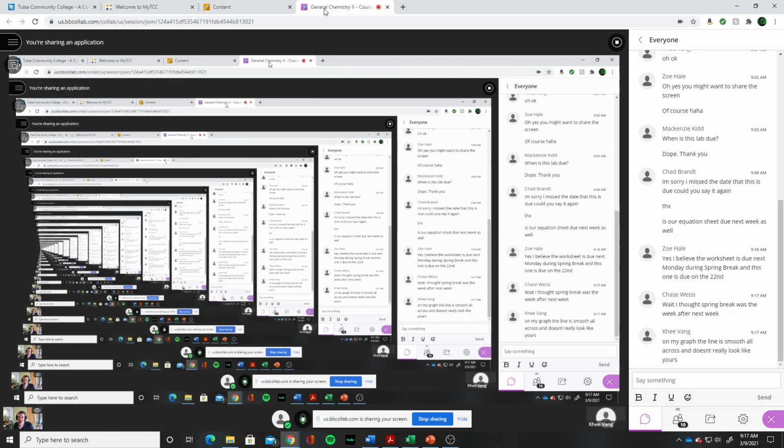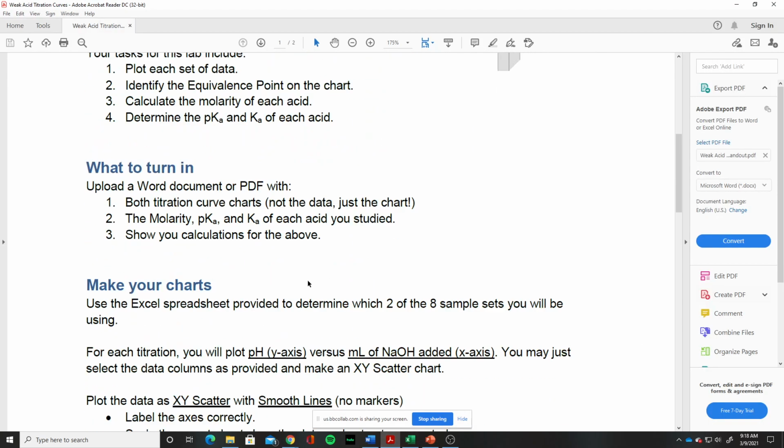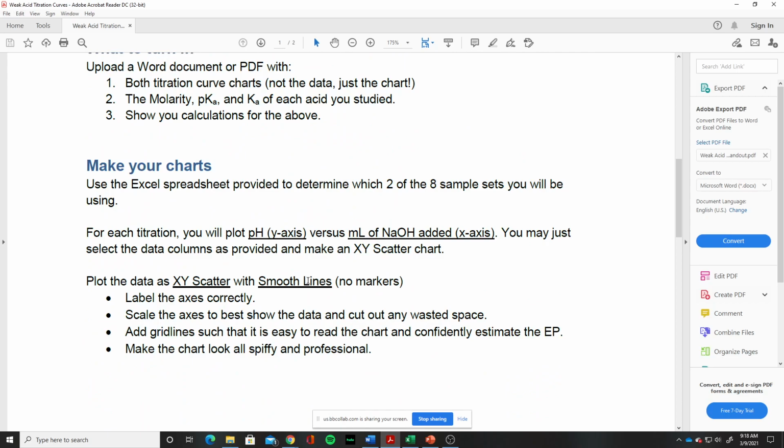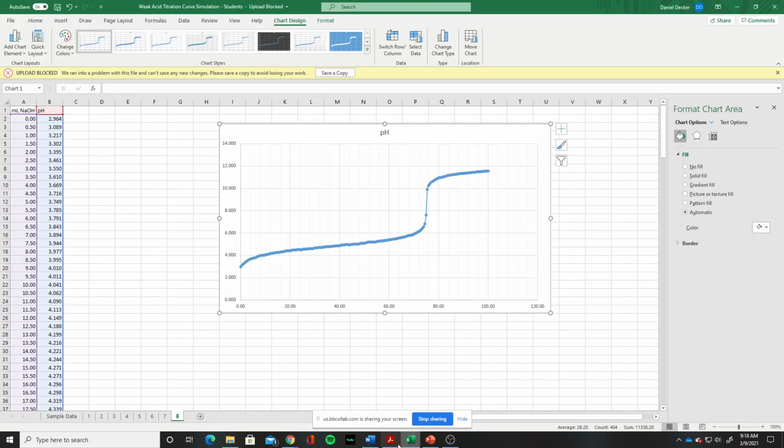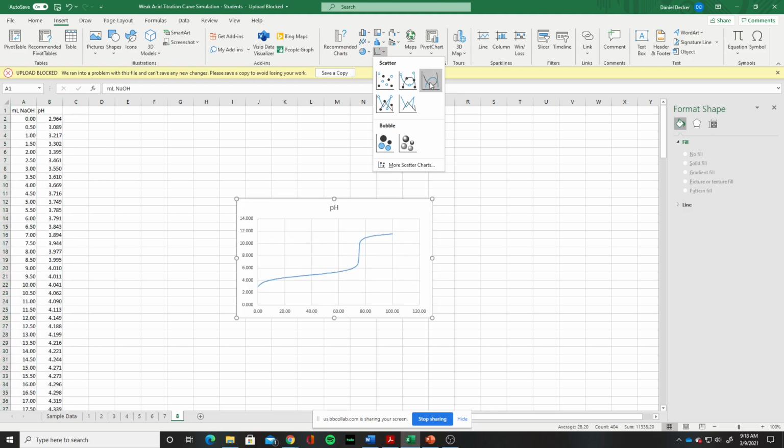You probably see, your line is smooth all across and doesn't really look like mine. Does it have the same shape? Or is it just the line doesn't look the same? Okay, it could be... let me see. It could be that... let's see. I do scatter. Okay, yeah, so you did this one.